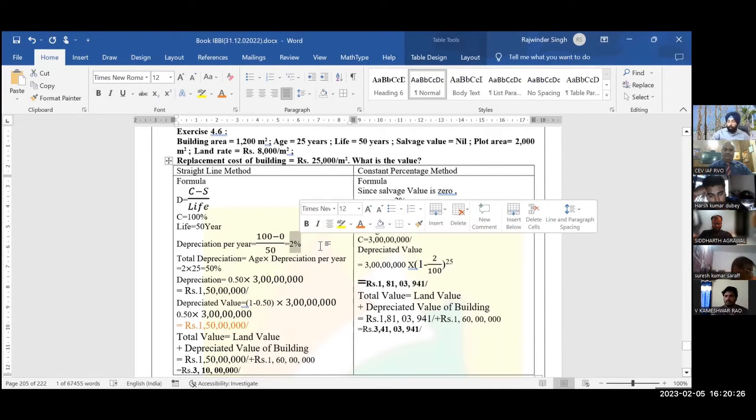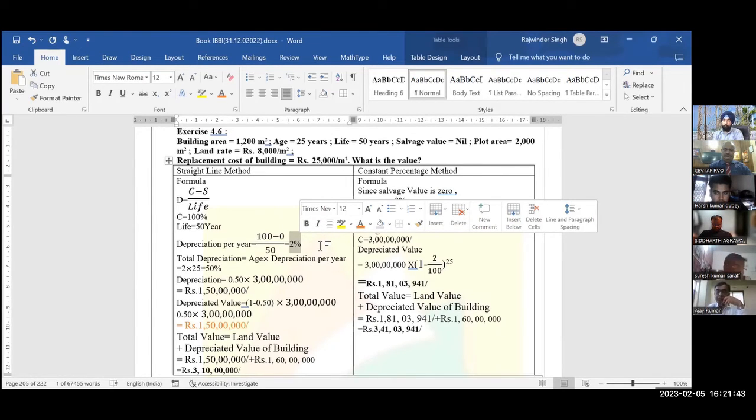And this is how you use the formula. It is not only the formula which you have to use, it is how you apply this formula to a particular case. It will depend. It is not always that the constant percentage method gives the lowest.